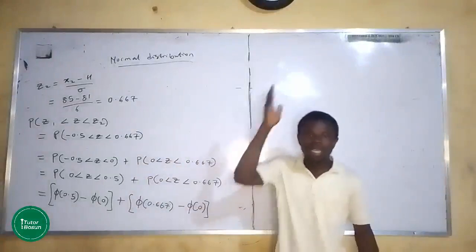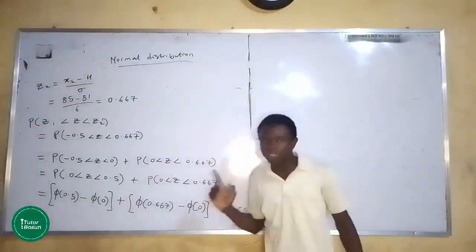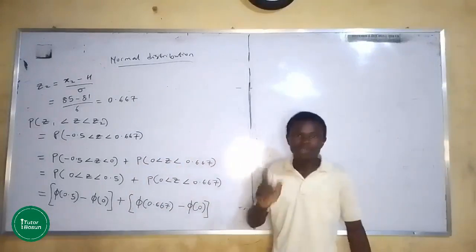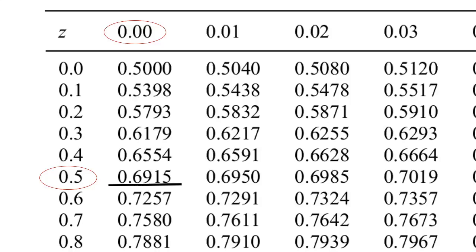For 0.5, as you are seeing from the normal distribution table, how do you check for 0.5? The first thing you need to check on the normal distribution table is the first column under Z. Check 0.5 under the first column under Z. The first column which is under Z, check for 0.5. What we are having here is 0.50.